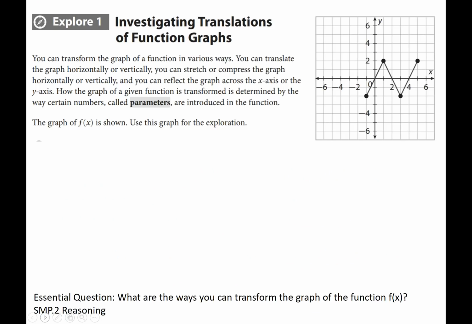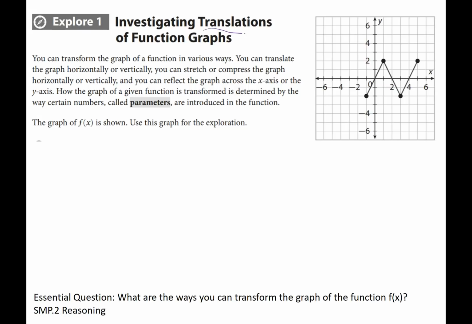All right, so we're only doing the explorers today. We're going to do them together. And then you'll do a little bit of homework based off of that, and then we'll do the explains tomorrow. So we're splitting this lesson into two. So we're going to investigate translations of functions.